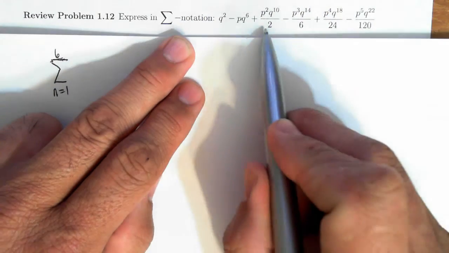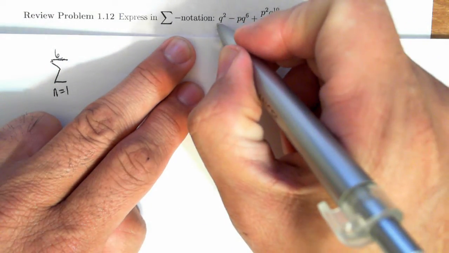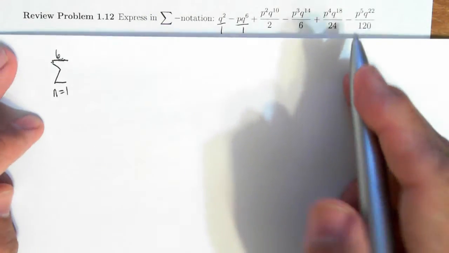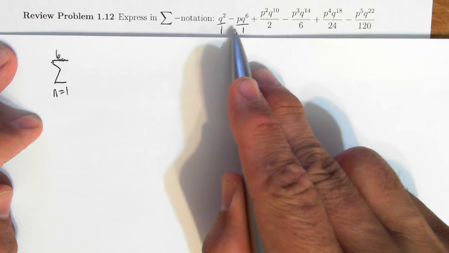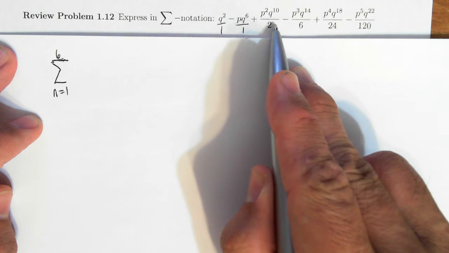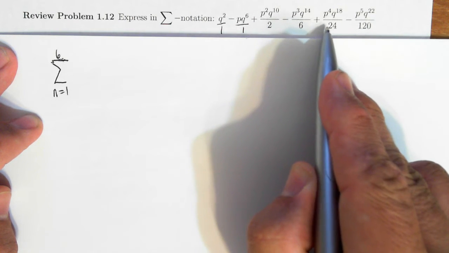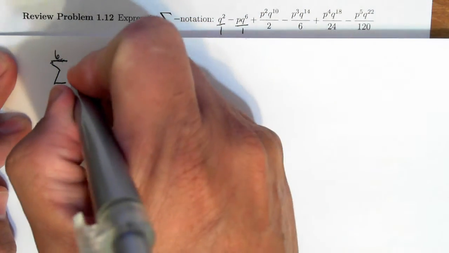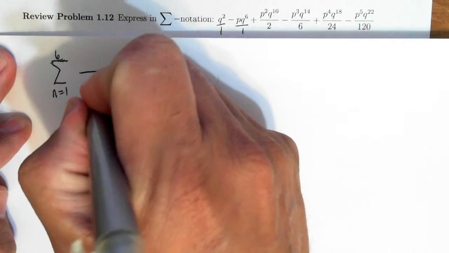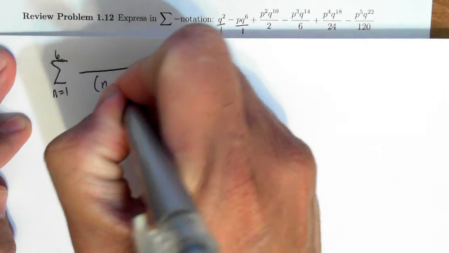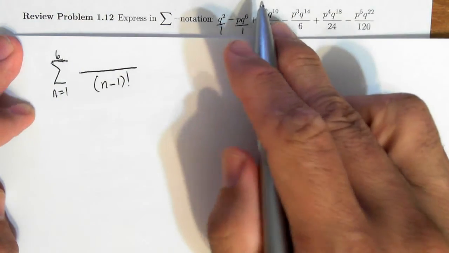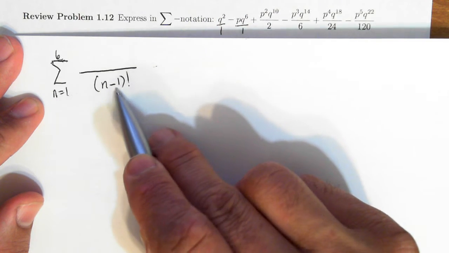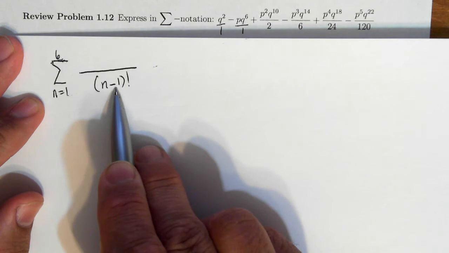Next, everything's got fractions except for these two, so I'm going to deliberately put over 1 and over 1 on those. And then I'll notice that that's 0 factorial, 1 factorial, 2 factorial, 3 factorial, 4 factorial, and then 5 factorial. And so that's going to be over n minus 1 factorial. Because I'm starting on 0 factorial, if I start at n equals 1, then I need to have a 0 factorial, 1 minus 1 factorial, on the bottom.